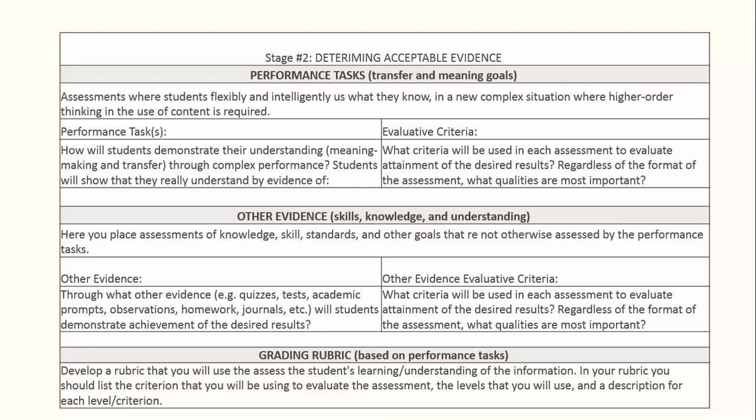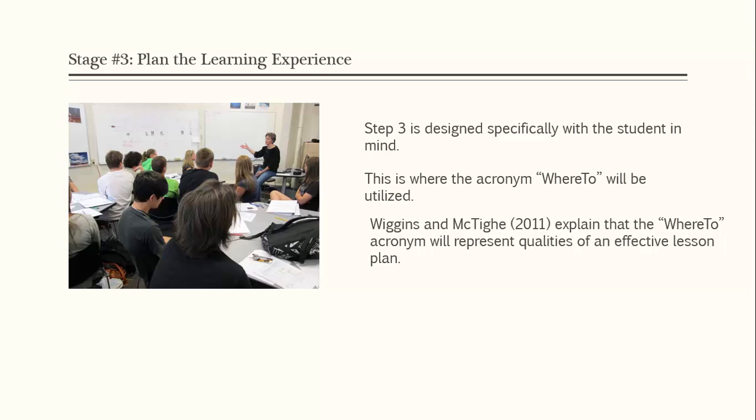Performance tasks include your transfer and knowledge skills. Your other evidence is your skills, knowledge, and understanding. And then you have a grading rubric, which is based on the performance tasks. The next step is putting it all together in step 3. Step 3, plan the learning experience. Step 3 is specifically designed with the student in mind. This is where the acronym WHERE TO will be utilized.